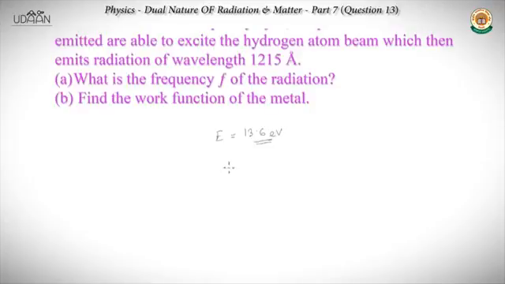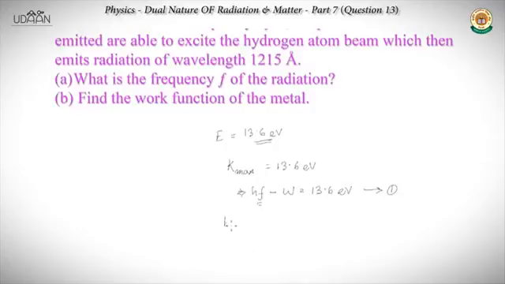Since in the first part it is given that the maximum energy electrons can ionize this, it is K max equal to 13.6 eV. That is hf, where f is the given frequency, minus the work function W, equal to 13.6 eV. We keep this as equation 1.